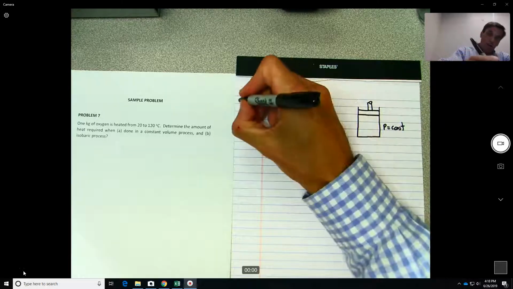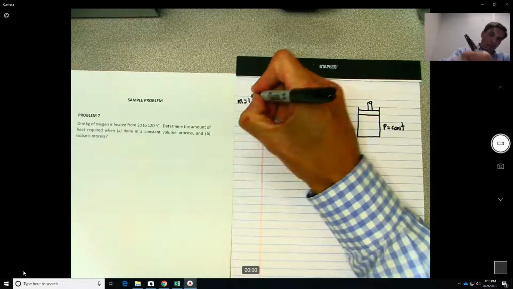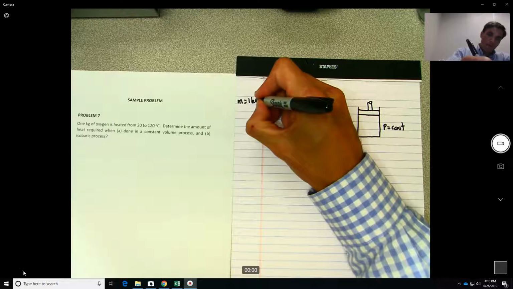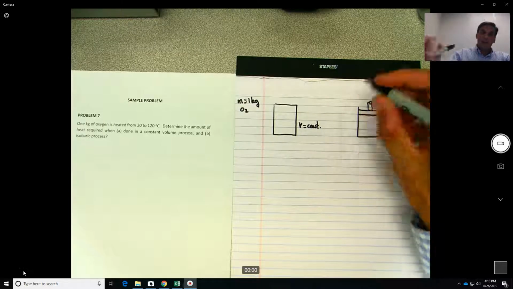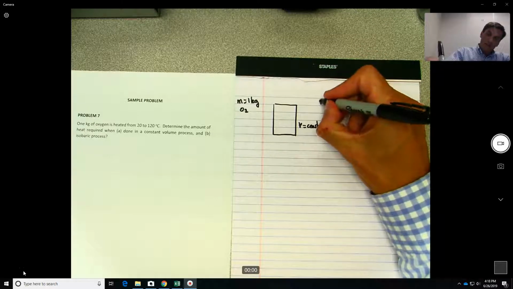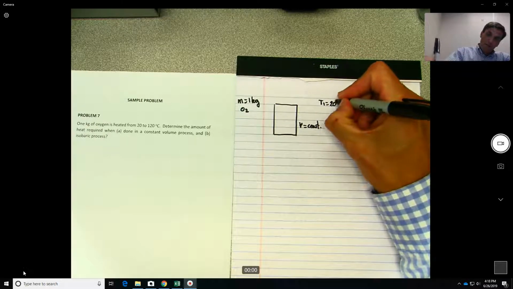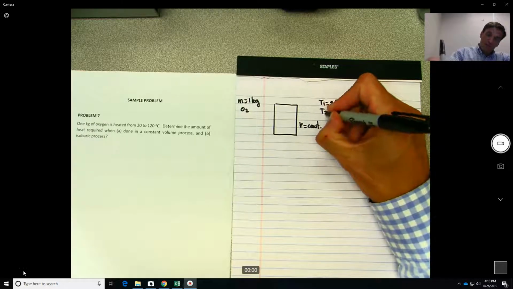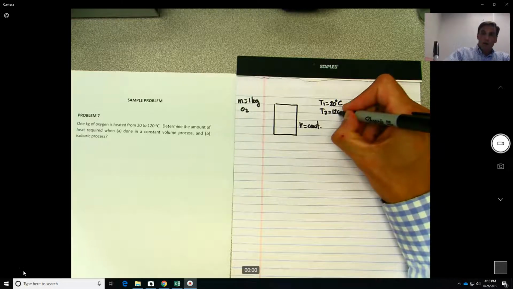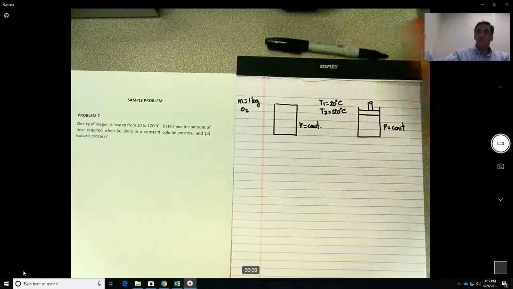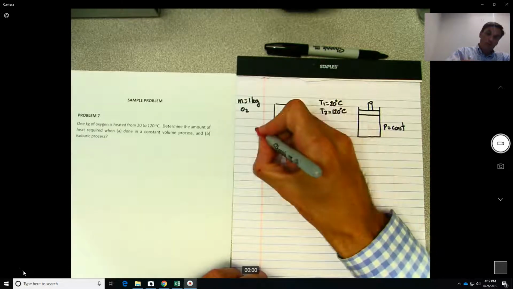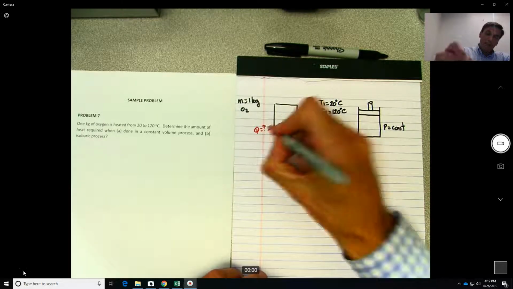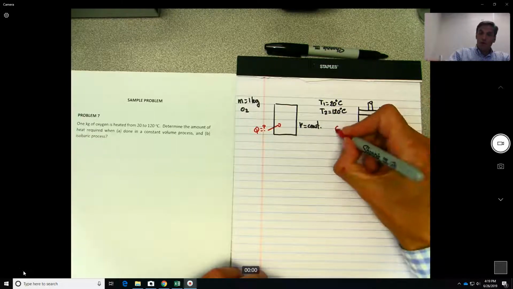So in each one we have m equal 1 kilogram of oxygen and is heated from 20 degrees Celsius to 120 degrees Celsius, and basically what we are asked to find is what is the amount of heat required to do that.